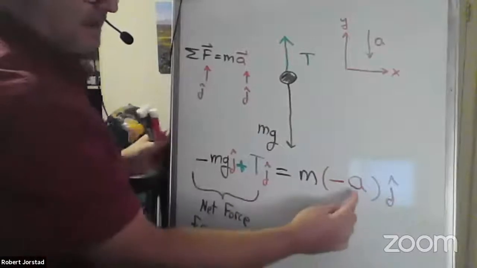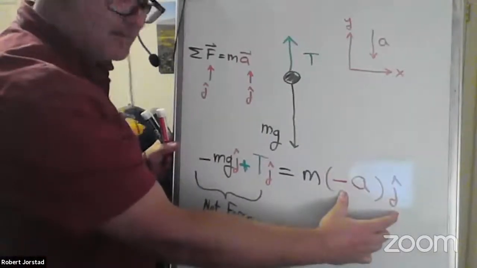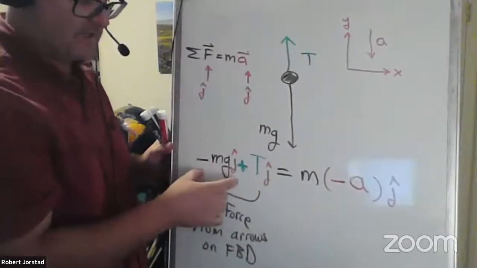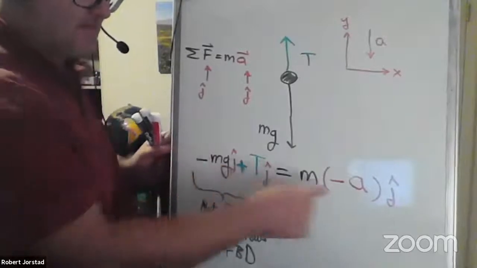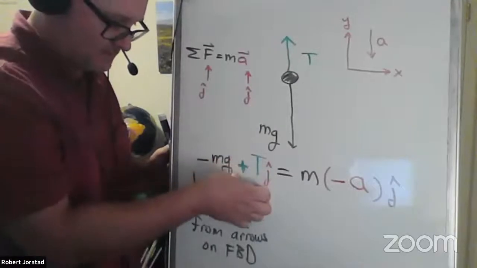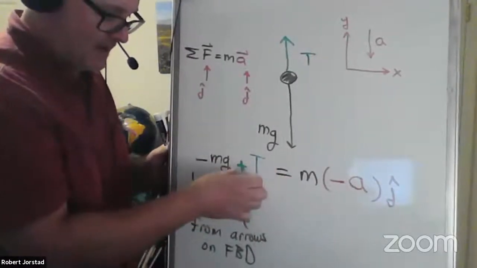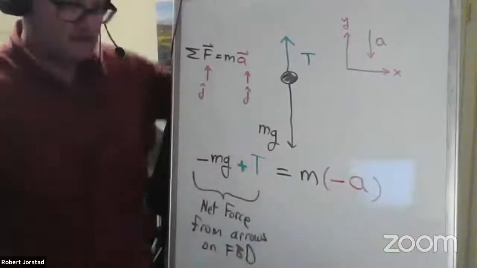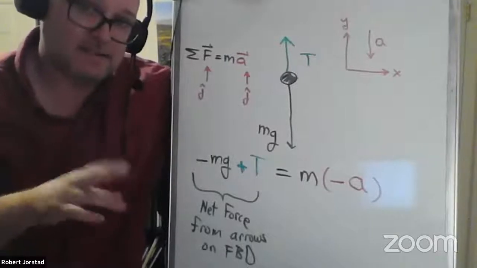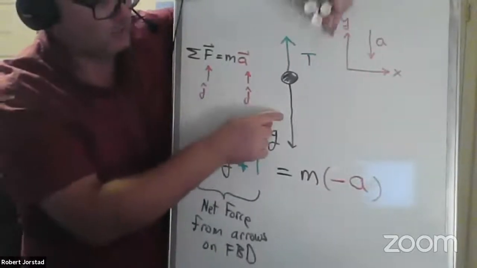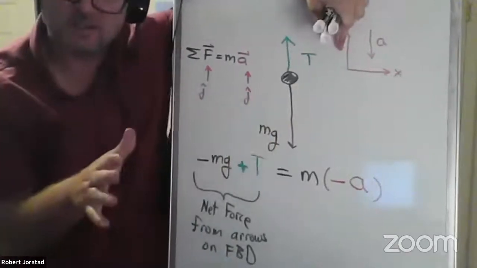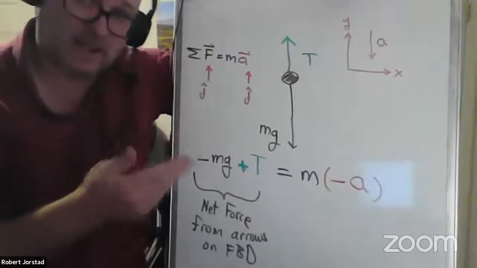Again, I get an acceleration in the negative J hat. I have a tension in the positive J hat. I have an mg in the negative J hat. And so we see that the minus signs come from the J hat, which then immediately gets canceled. And that's why we never really write the J hat in the first place. And so, again, the minus signs come from the arrow relative to the coordinate system. It's not the arrow by itself. It's the arrow relative to the coordinate system, just like in 2D projectiles.